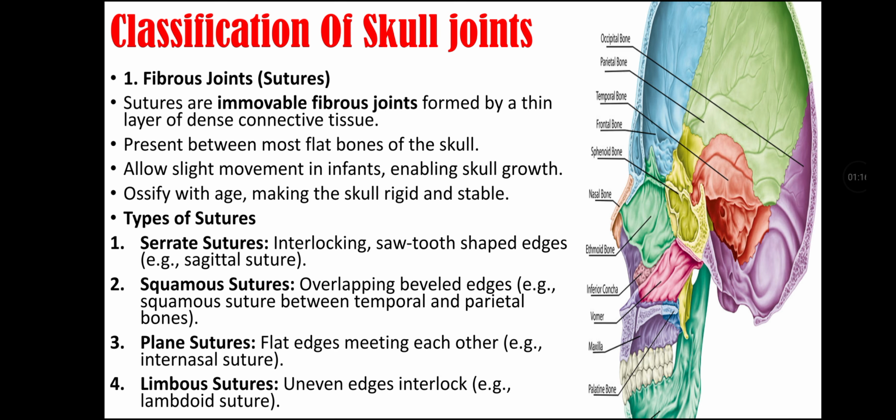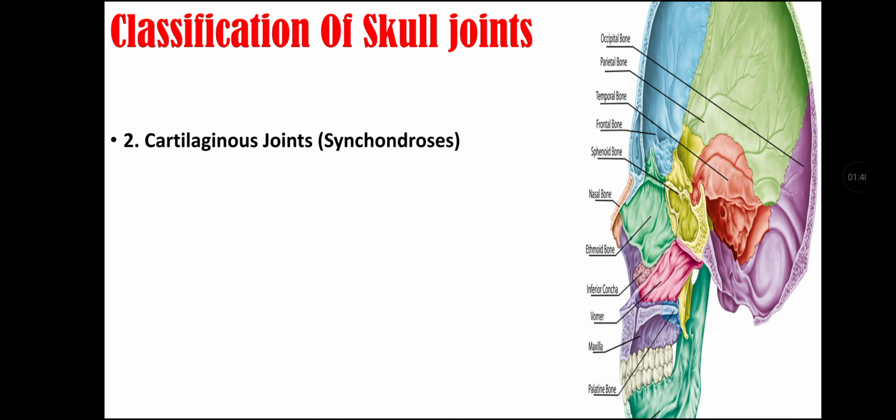Serrate sutures are interlocking and have saw-tooth shaped edges, for example, sagittal suture. Squamous sutures are overlapping bevel edges, for example, squamous suture between temporal and parietal bone. Plain sutures have flat edges that meet each other, for example, internasal suture, and limbus sutures are uneven edges interlocked in each other, for example, lambdoid suture.